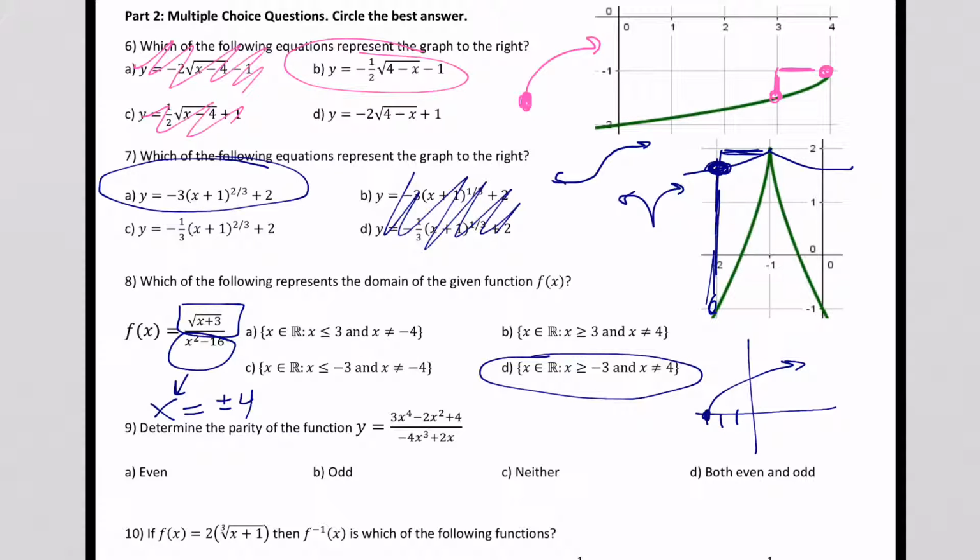But if that is a difference of squares, and x cannot equal plus or minus 4, why does our domain only say x cannot equal 4? What about minus 4? Well, minus 4 is already excluded from the domain because minus 4 is less than negative 3, and it already says x has to be greater than or equal to negative 3.